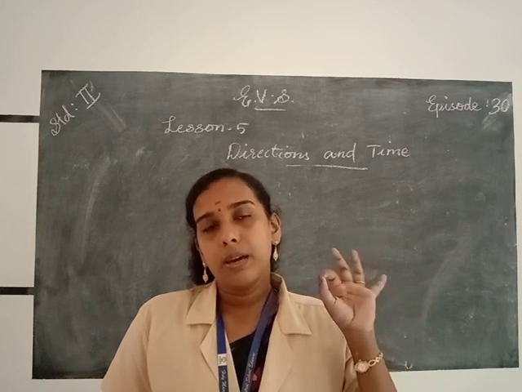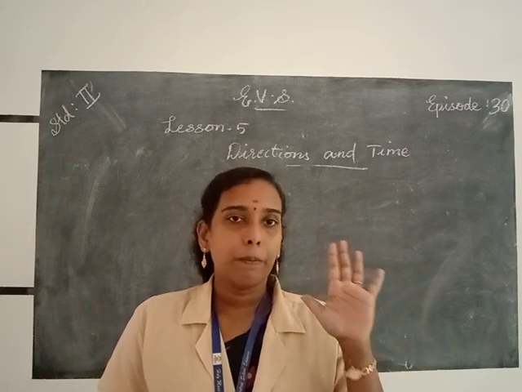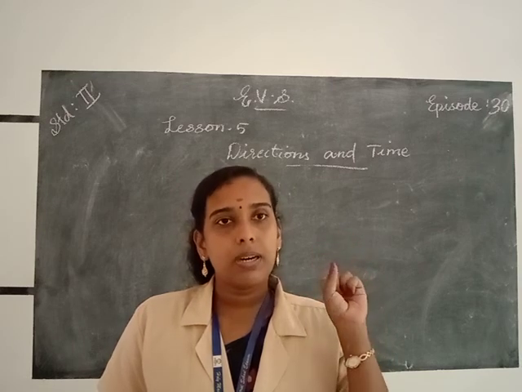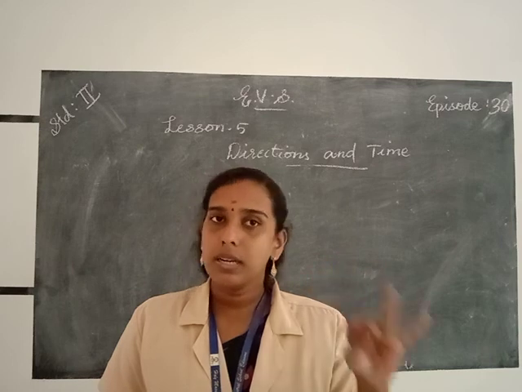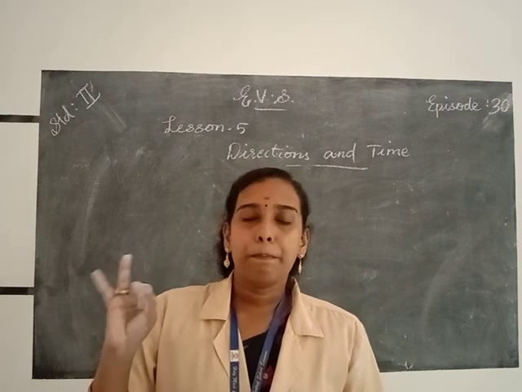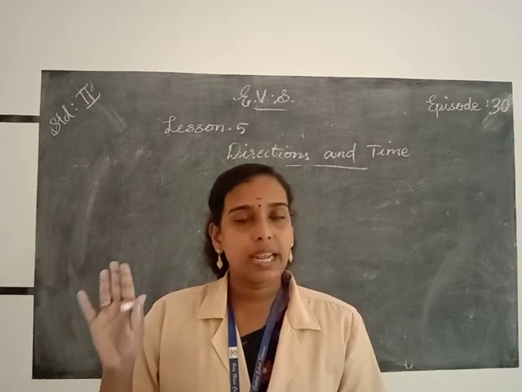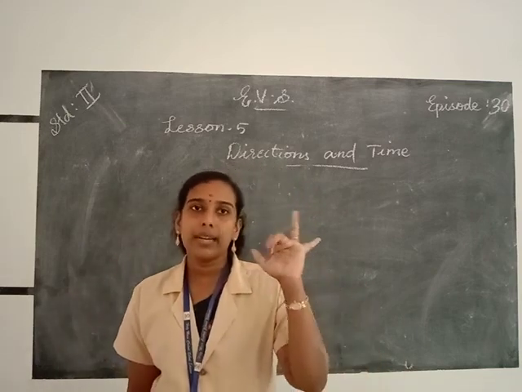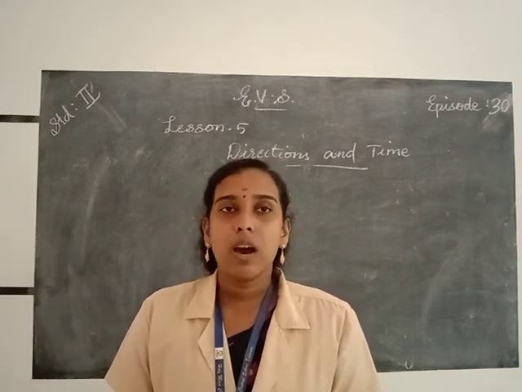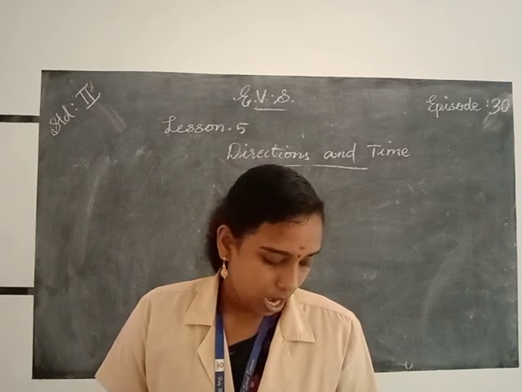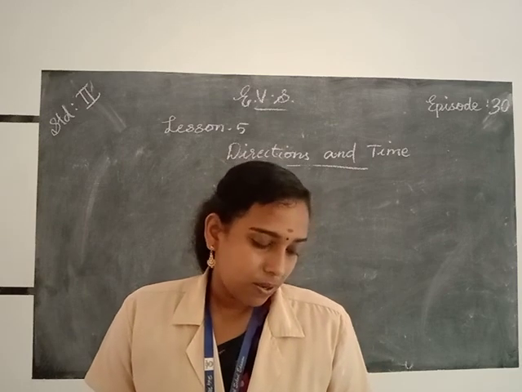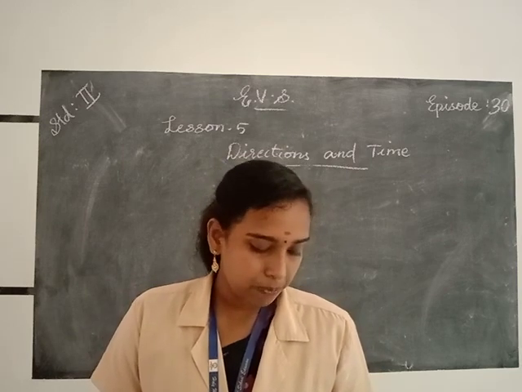January, February, March, April, May, June, July, August, September, October, November, December. And there are 7 days in a week: Sunday, Monday, Tuesday, Wednesday, Thursday, Friday and Saturday. Then 1 day is equal to 24 hours. 1 hour is equal to 60 minutes and 1 minute is equal to 60 seconds. So these are all about our lesson 5.